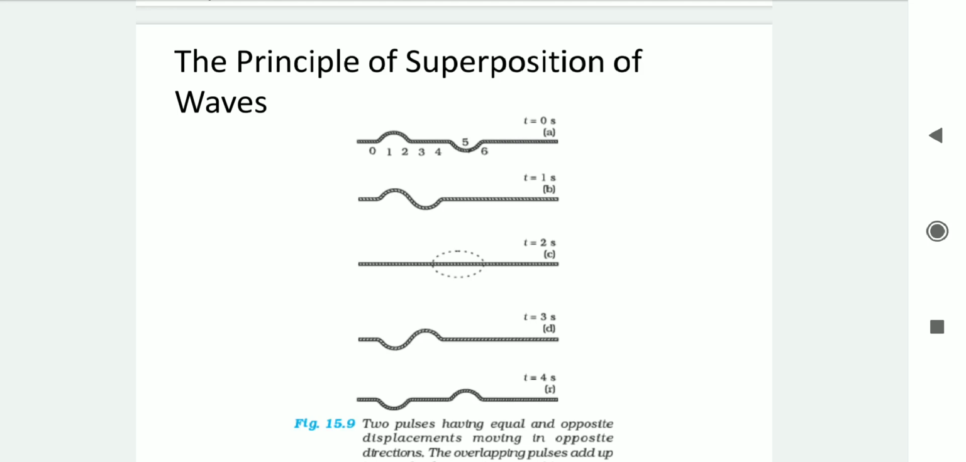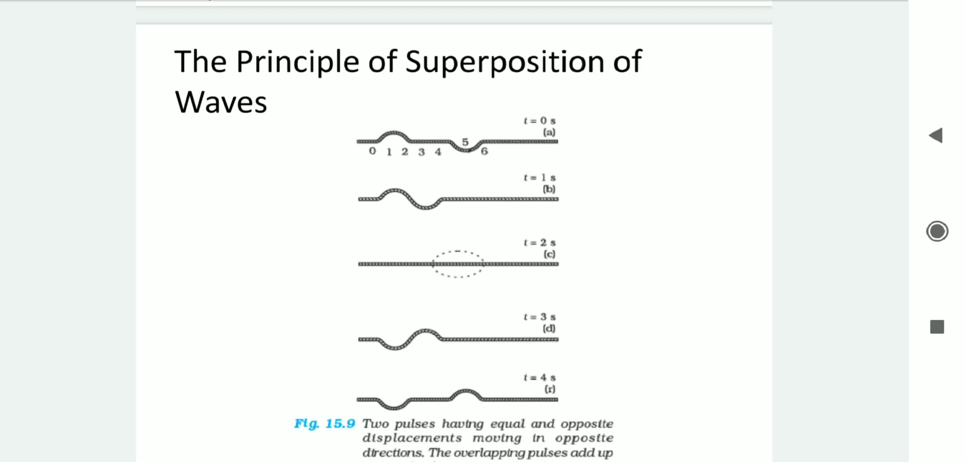After 1 second, they form one complete wave. But at 2 seconds, both overlap each other, but they are in opposite directions, positive and negative half. So the net effect will give you zero result, or zero displacement. Then on further moving, the negative half moves towards the negative x-axis and the positive half moves in the positive x direction.